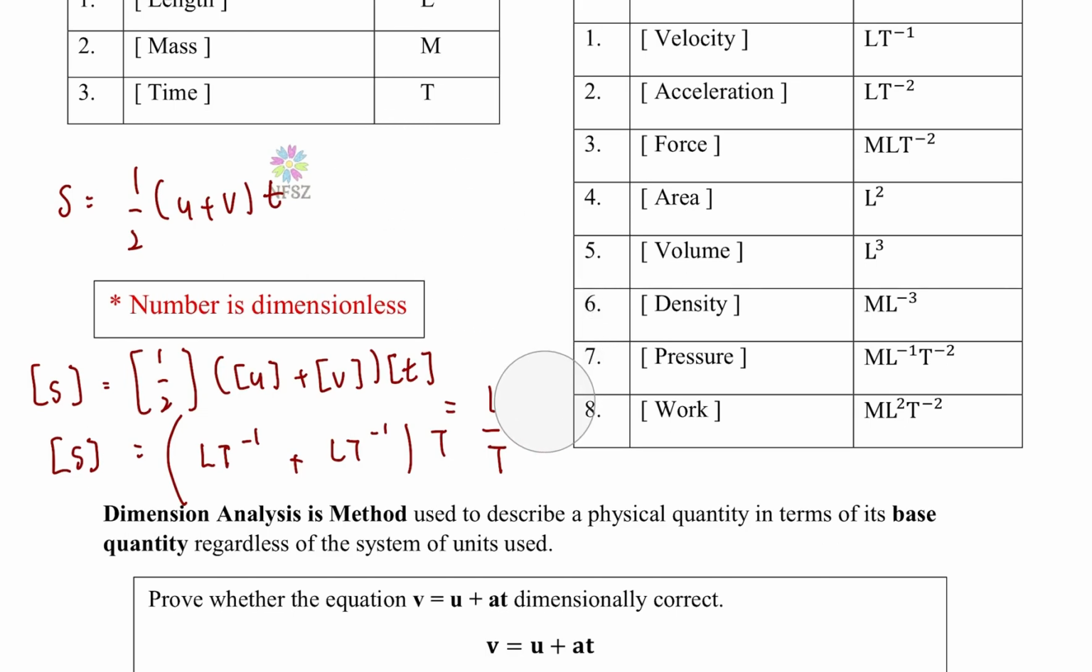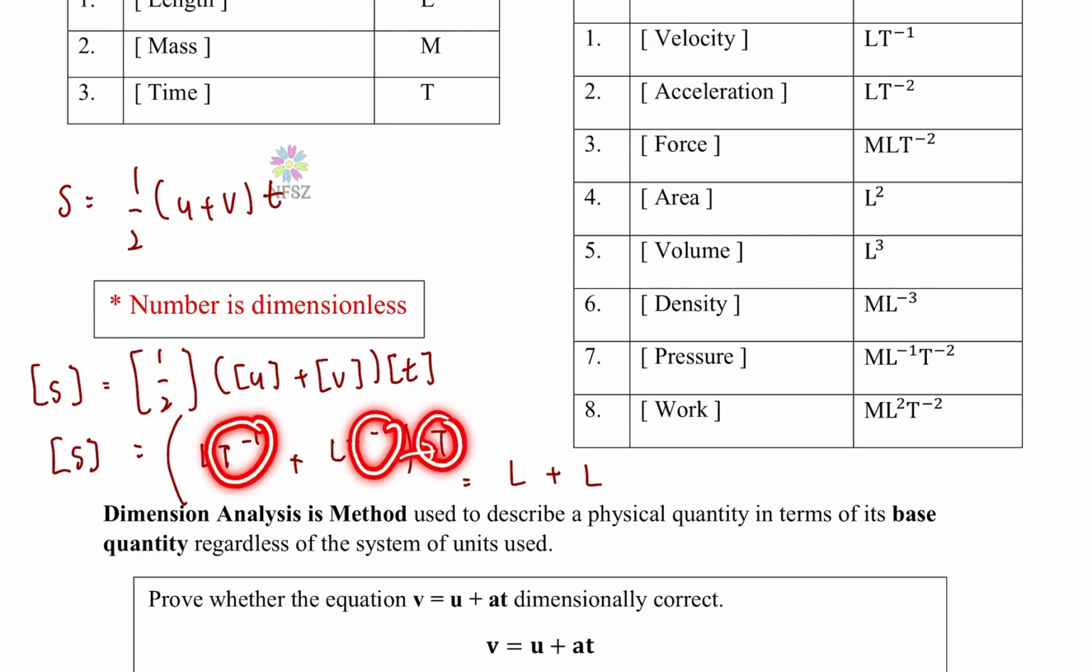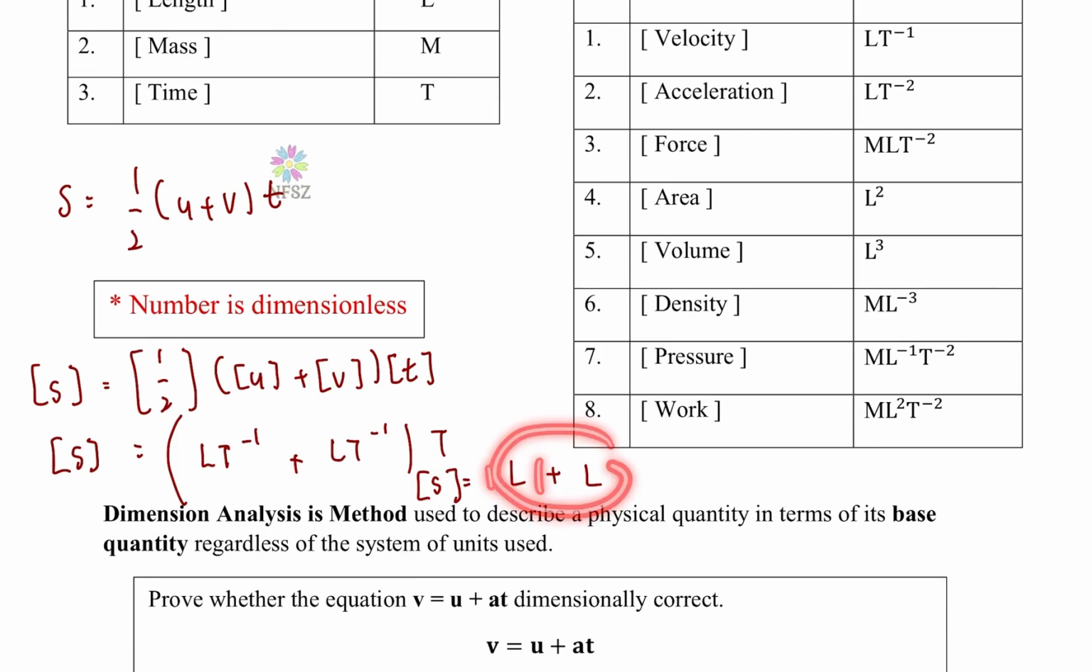Then what happens? It becomes L plus L, because T^-1 is multiplied by T, and this one is also multiplied by T. So basically we get rid of T. The displacement for S is not L plus L. The dimension of S will be L, because we do not total them like that; we look at them individually.